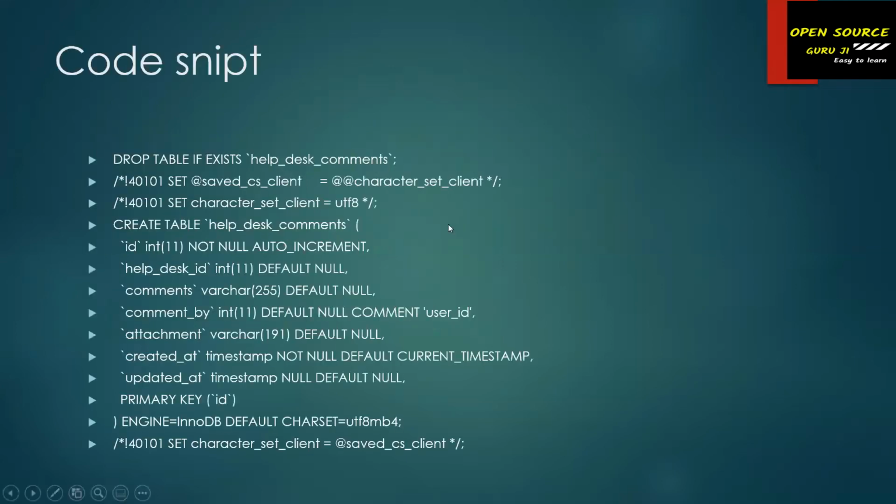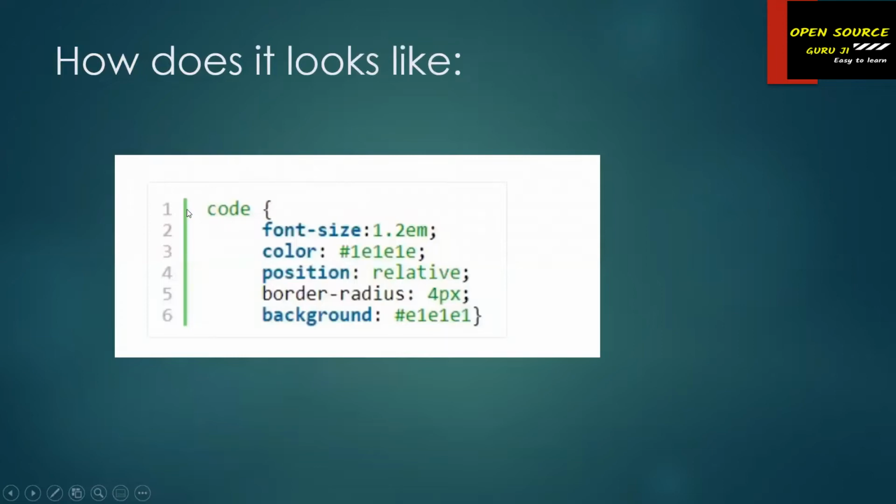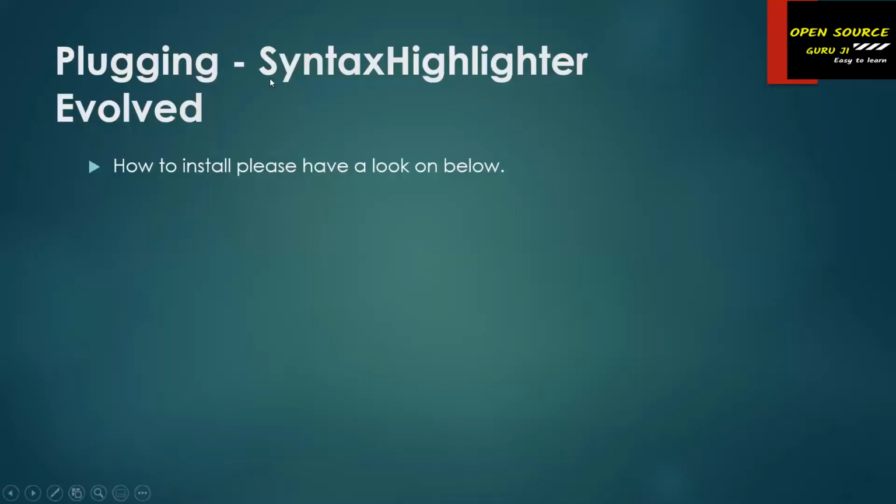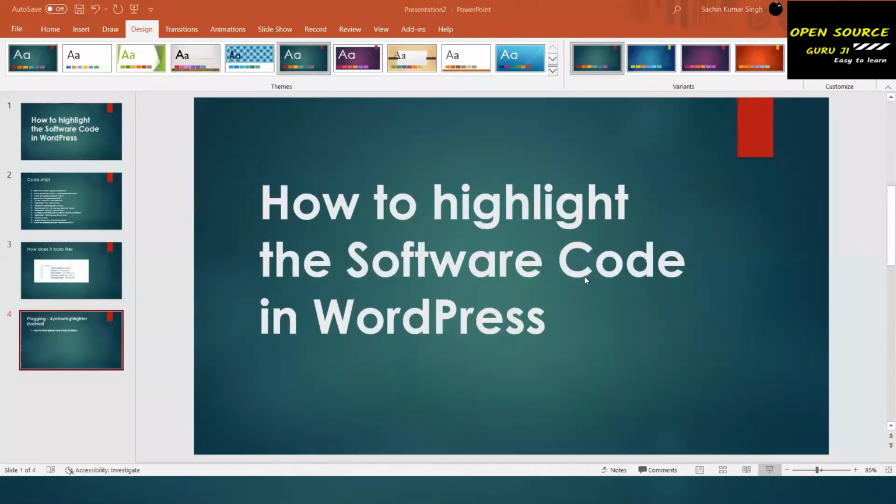So let's see. Suppose we have a code snippet, and I just wanted to highlight it something like that. You can see how it looks. It should be in a green color, and the software code should be highlighted in the best way, and it can be displayed in blocks. So how to do that? We'll install this Syntax Highlighter Evolved plugin, and we'll see how to install it and how to use it. So let's do it.